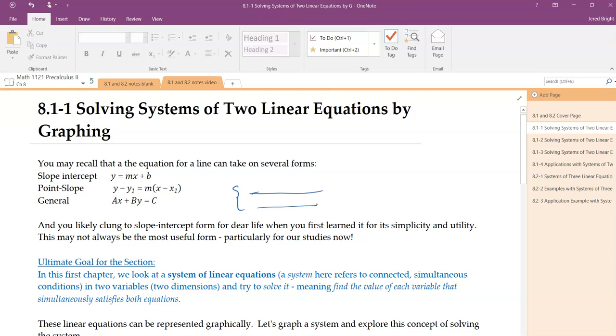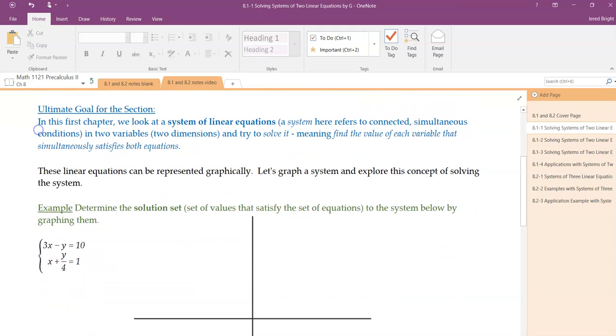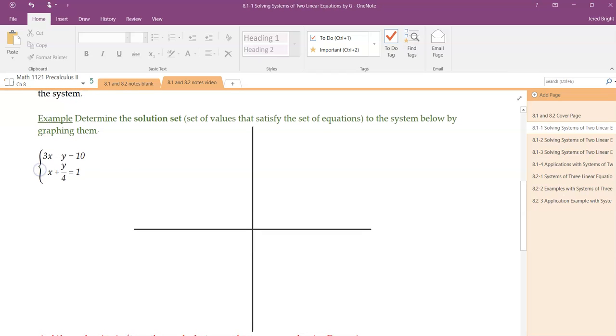Now you might remember that we have linear equations, we have lines, right? So we should be able to graph them. We're going to graph a system here as practice and see if we can find that x and y value that satisfies the system. When we find that x and y value, we call that the solution set, just a set of x and y that make the equations true, or that satisfy them.